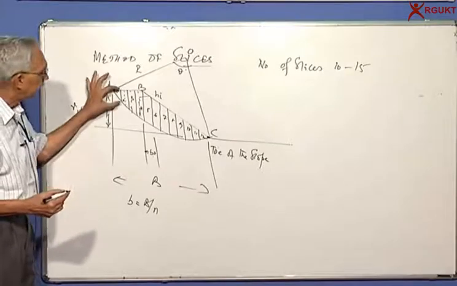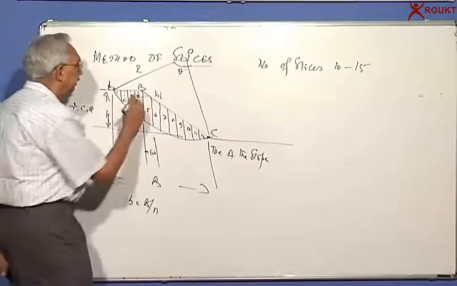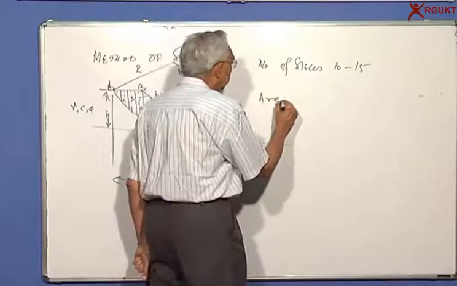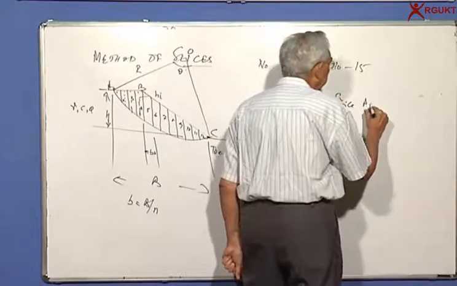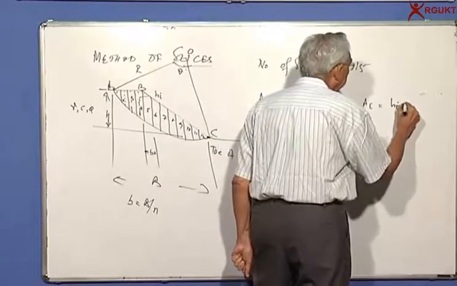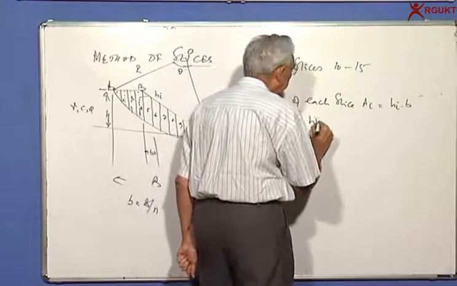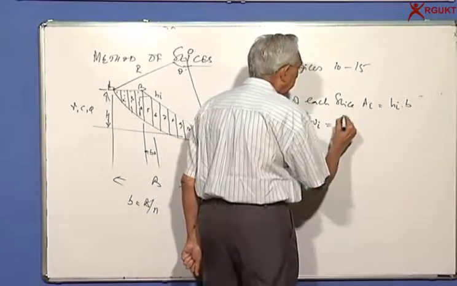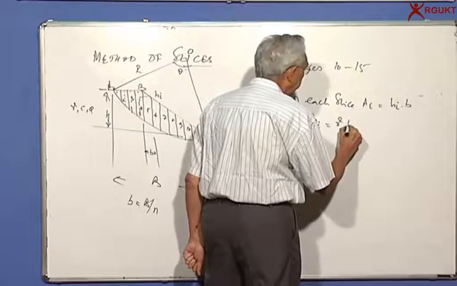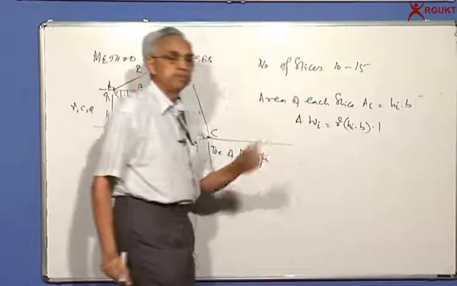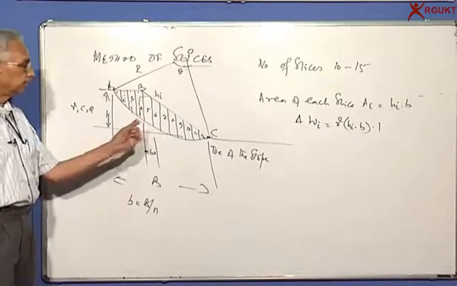Then I can measure these distances or the vertical height. So the area of each slice is equal to Ai = hi times b. So then you can calculate delta Wi is equal to gamma into hi into b into, of course, 1, because 1 is perpendicular to the board, the thickness of the layer.